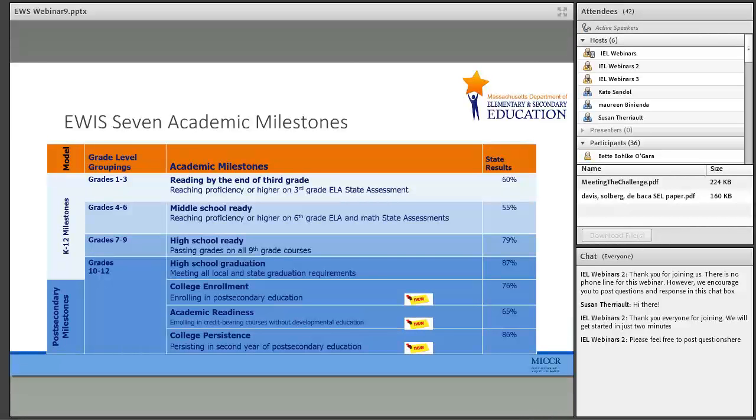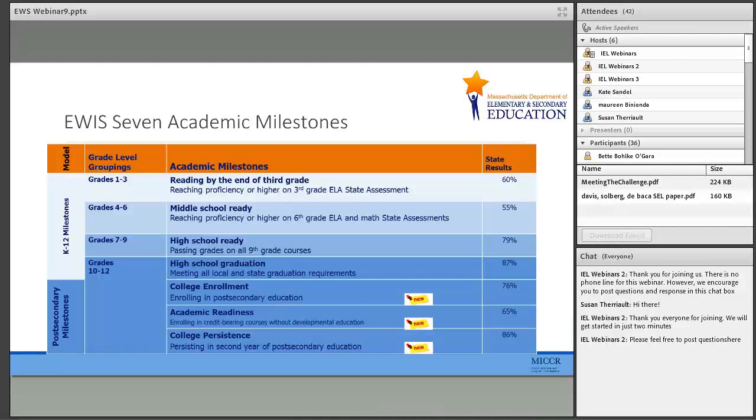We made the assumption that proficiency on the third grade ELA state assessment was meeting the milestone of being able to read by the end of third grade. We used proficiency or higher versus not proficient to validate the actual indicators, to come up with a somewhat complicated roll-up of information to say whether students are at high, moderate, or low risk.